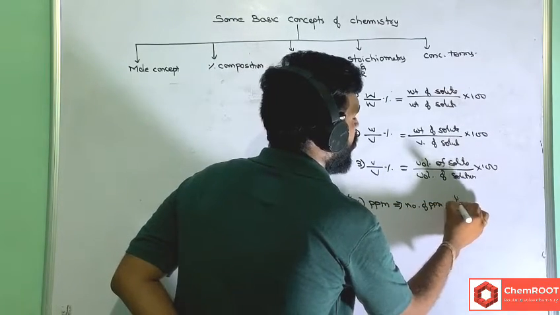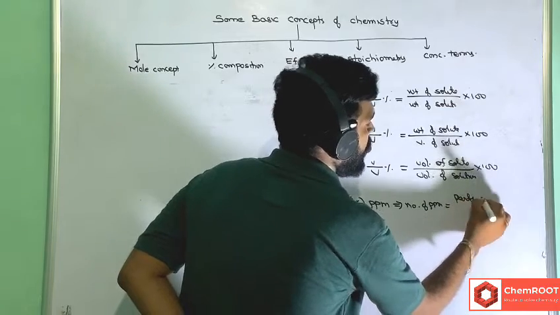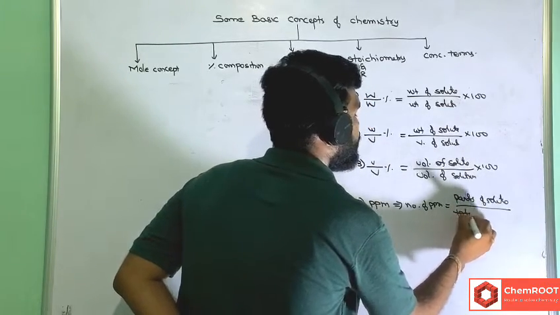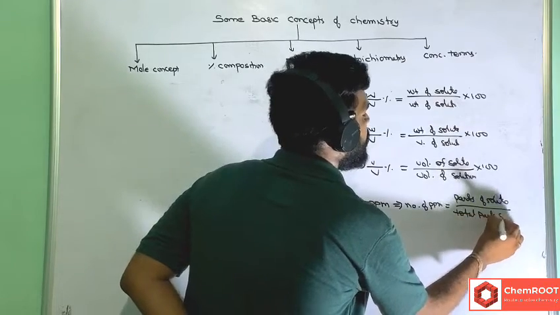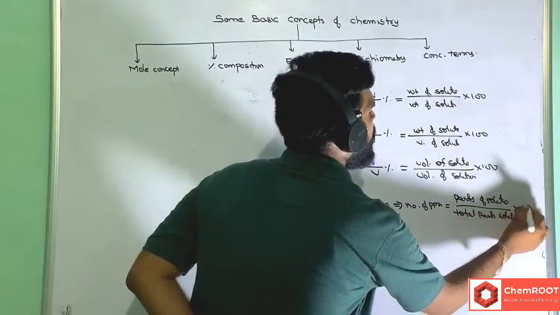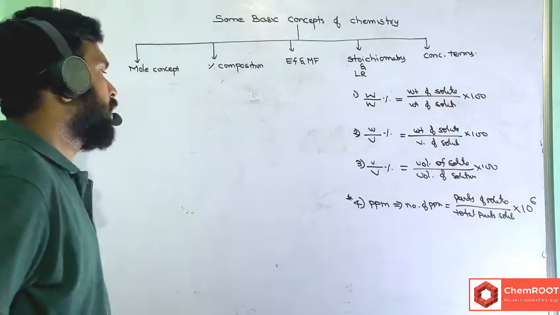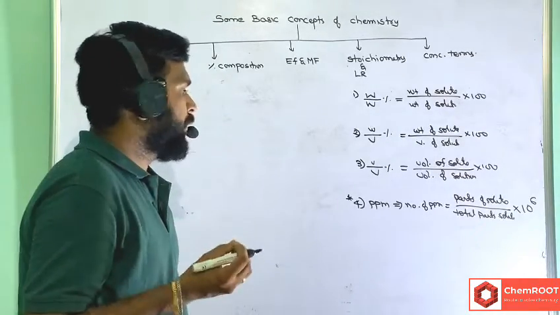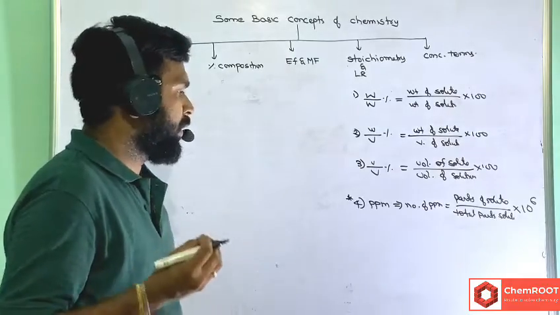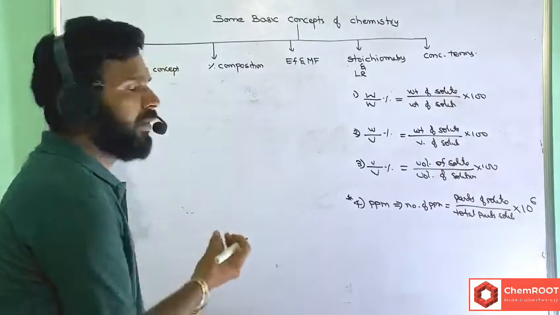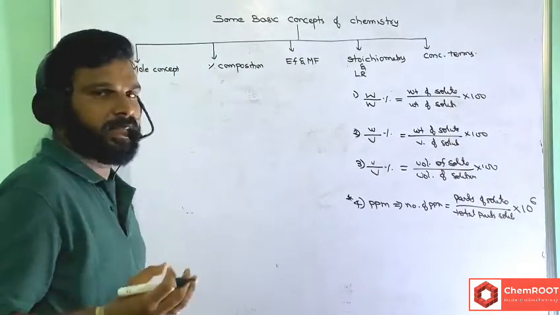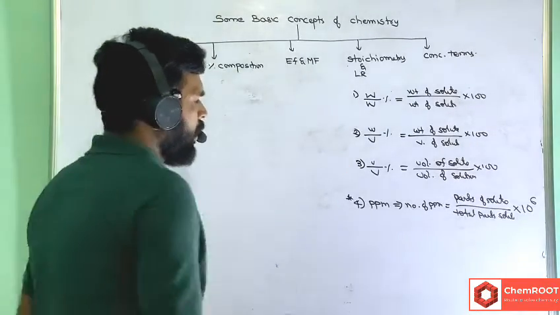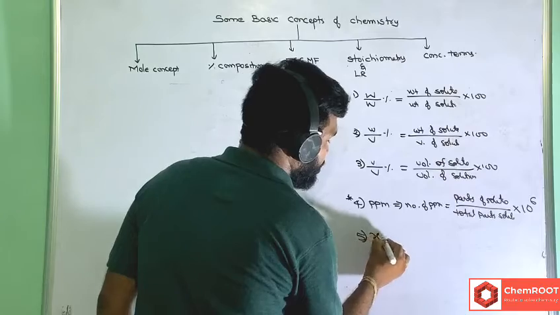Is equal to how many parts of solute by total parts of solution into 10 power 6. That will be given as ppm, parts per million. This one will be used when the solute is present in a very small amount. Generally, when we are finding the degree of hardness or hardness of water, we use ppm. And next, mole fraction.